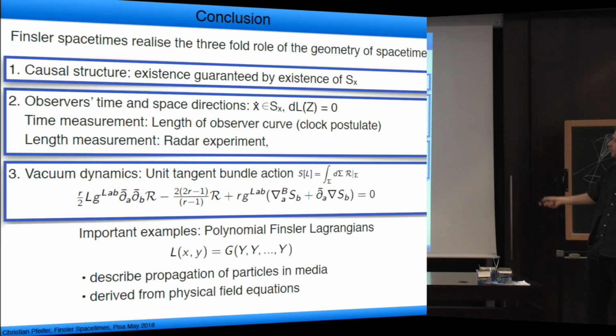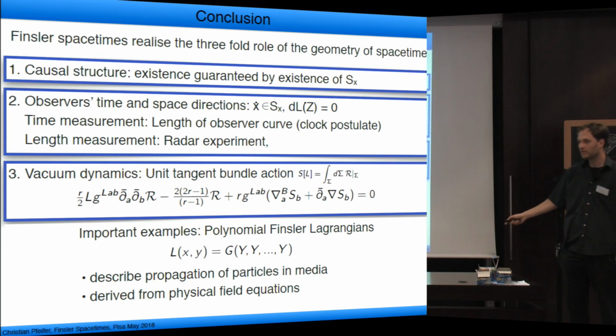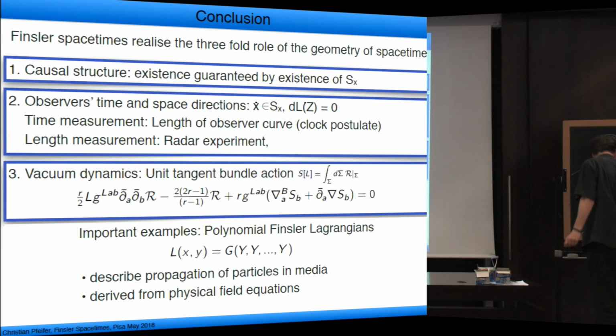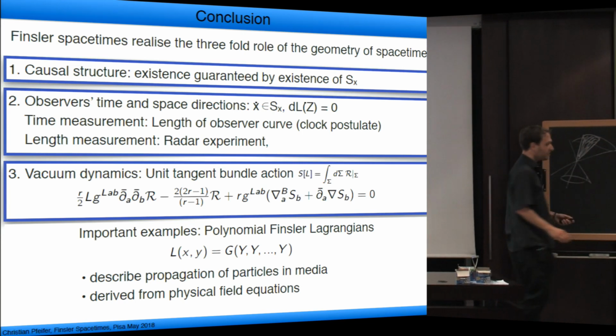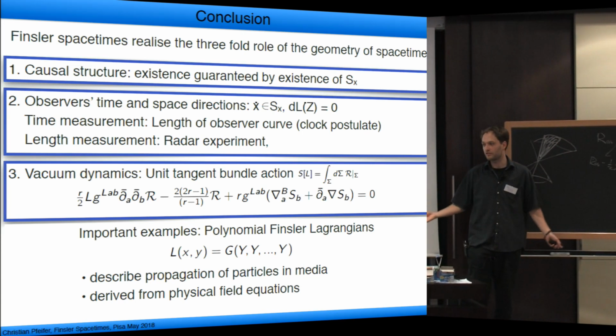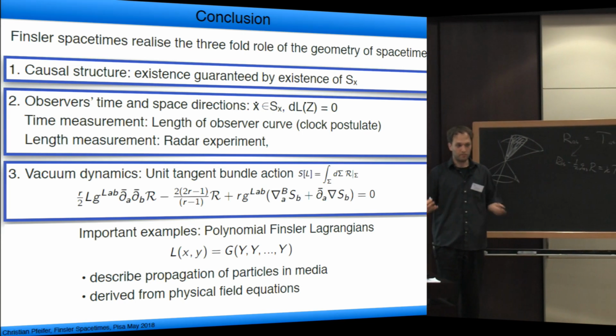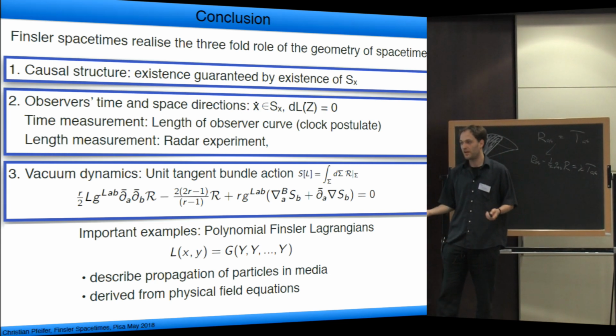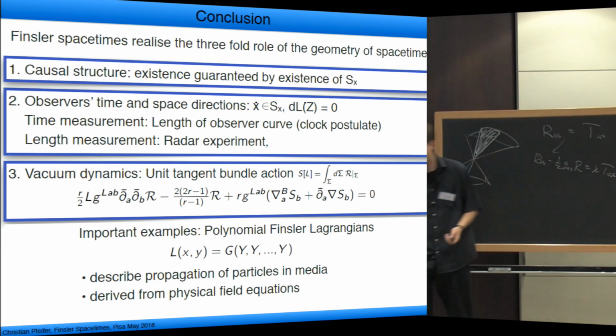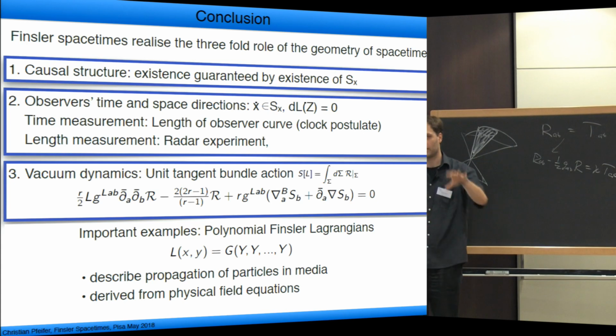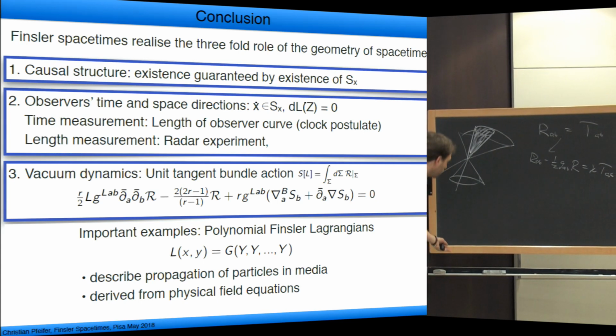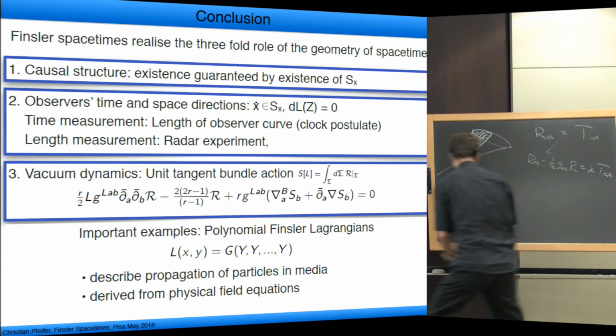And in particular, we include these important examples, which are polynomial Finsler Lagrangians, which describe the propagation of particles in media, and which can be derived from physical field equations. Maybe I take a short second to elaborate on this. A physical field equation is a partial differential equation which shall be predictive. So it shall have a well-defined initial value problem. One can ensure this by looking at the different orders of derivatives. So we have a partial differential equation.